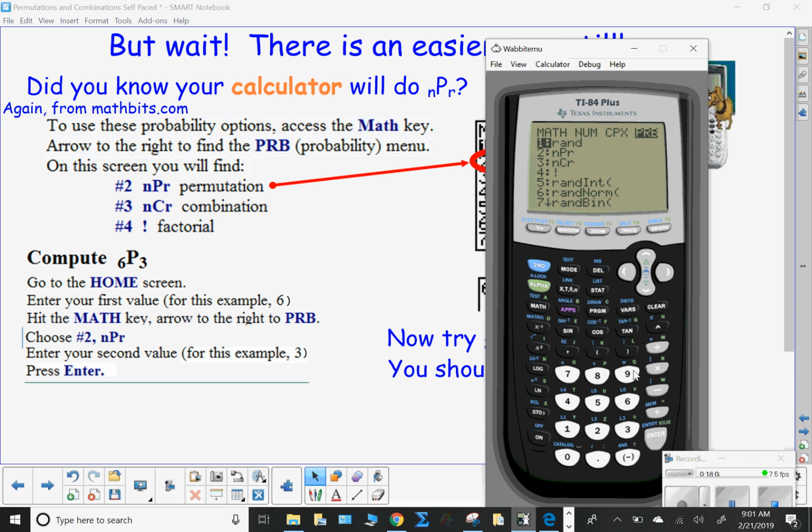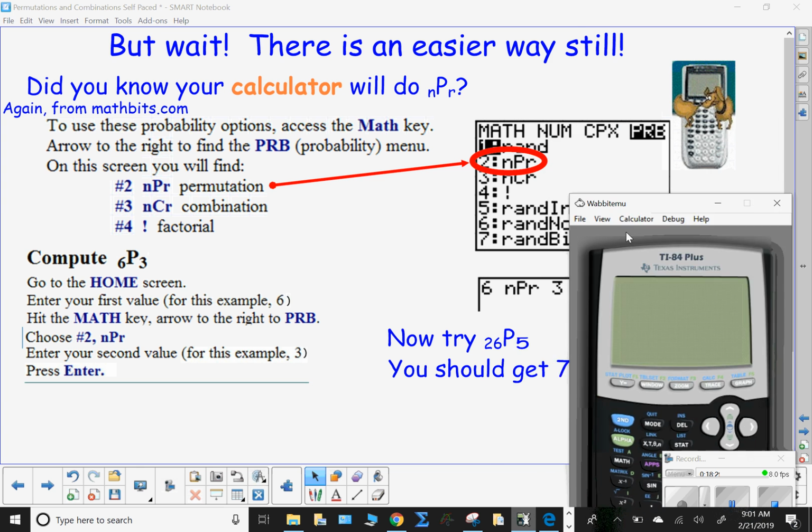Again, we turn it on. I'm going to get out of this just so you can go through everything. Hit clear. We hit math. We're still doing probability and/or statistics. And notice here's NPR and NCR. We're going to look at NCR later. NPR is permutations.